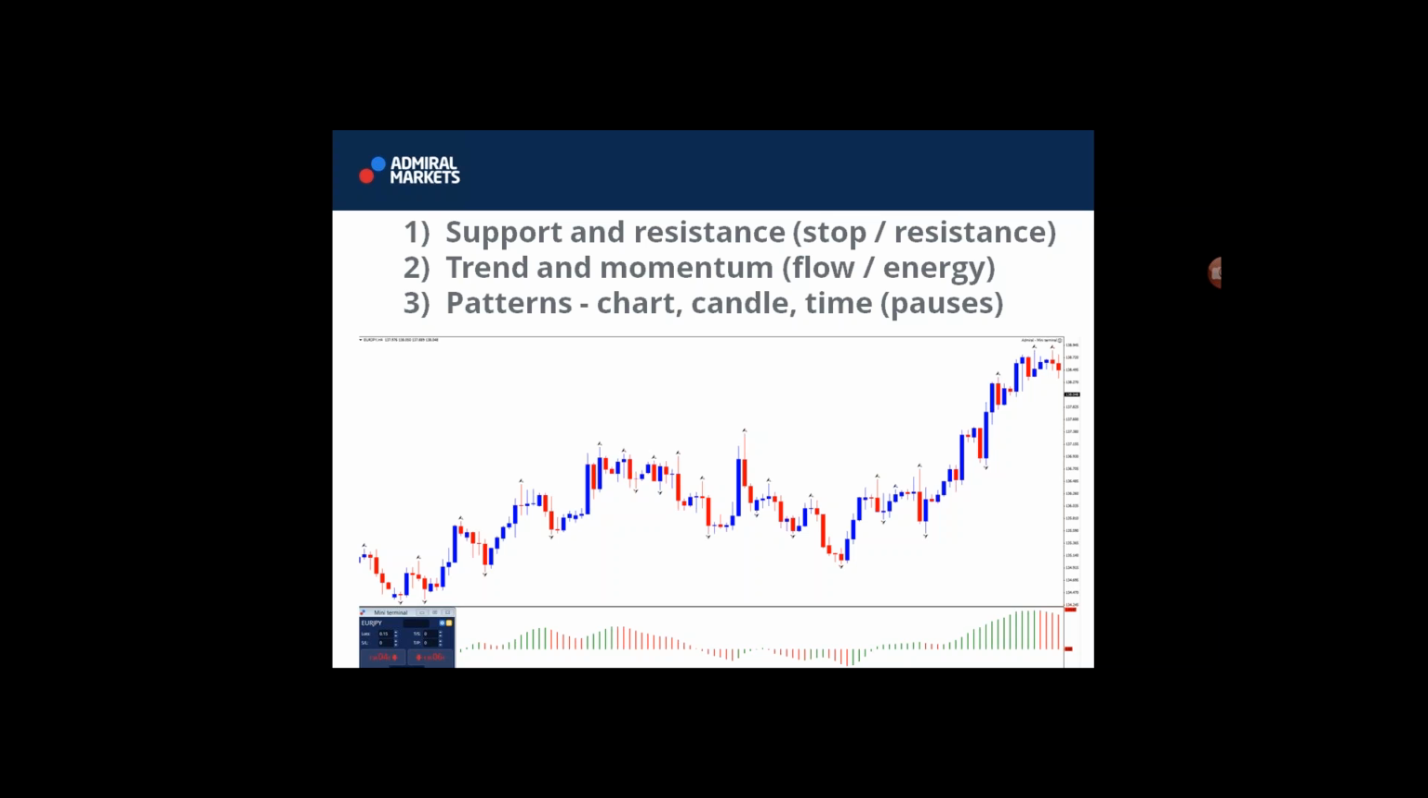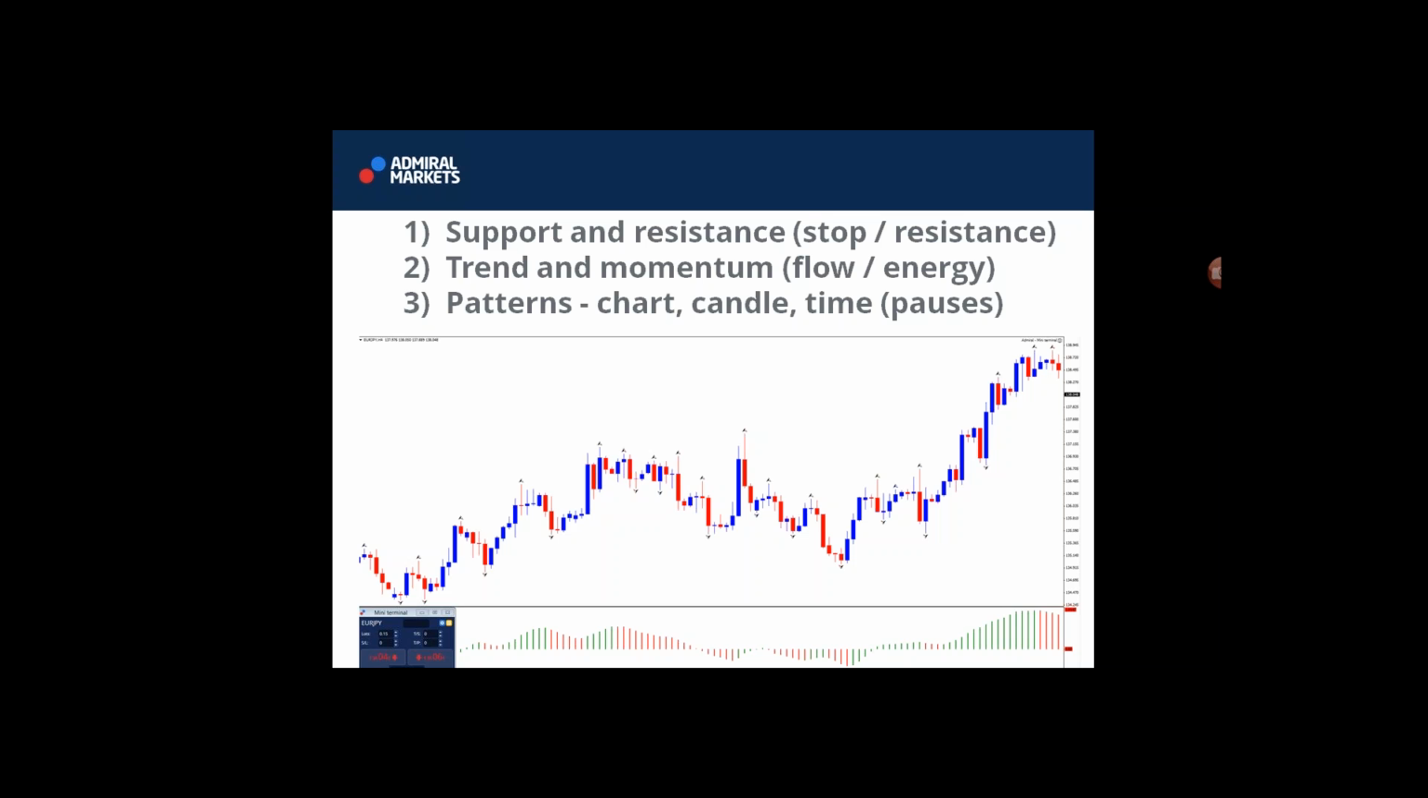Now, when you look at support and resistance, it's basically what can stop price? What could actually turn price back into the other direction? Whereas with trend and momentum, we're talking about flow, energy, the push, one directional movement. And patterns, in my opinion, are more like the soft spots, perhaps, when price is either flowing with the momentum and the trend, or it's banging against the wall when it hits support and resistance. Those patterns could be chart patterns, candlestick patterns, perhaps even time patterns, which I refer to sometimes in the live trading room webinars.